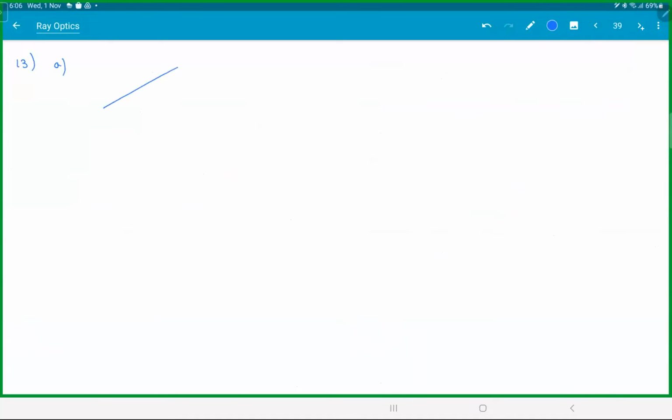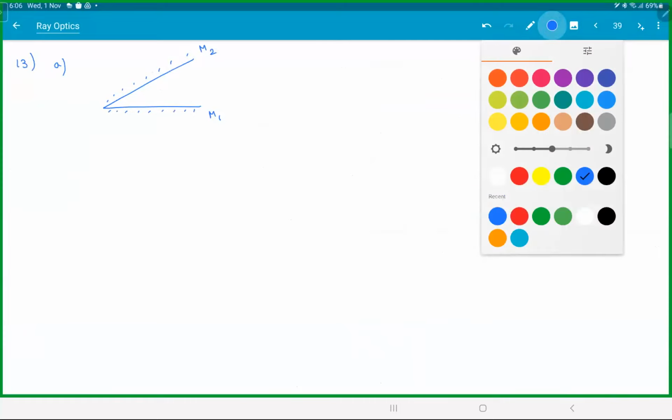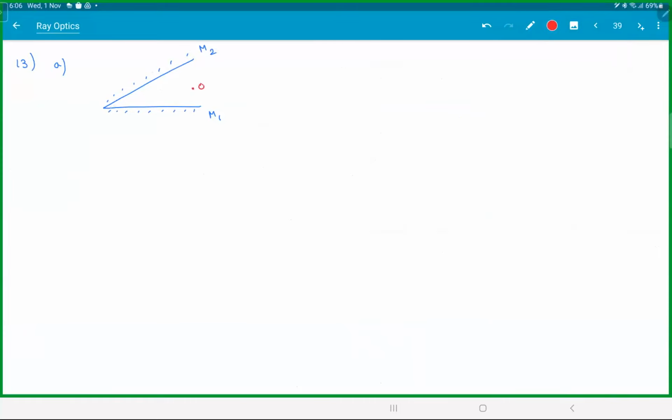Let's say we have a mirror M1, a mirror M2, and an object here. This angle is 30 and this angle is 20. Find the number of images. Theta would be the angle between them, so that is 50 degrees. And they can ask you to find the location of the images.